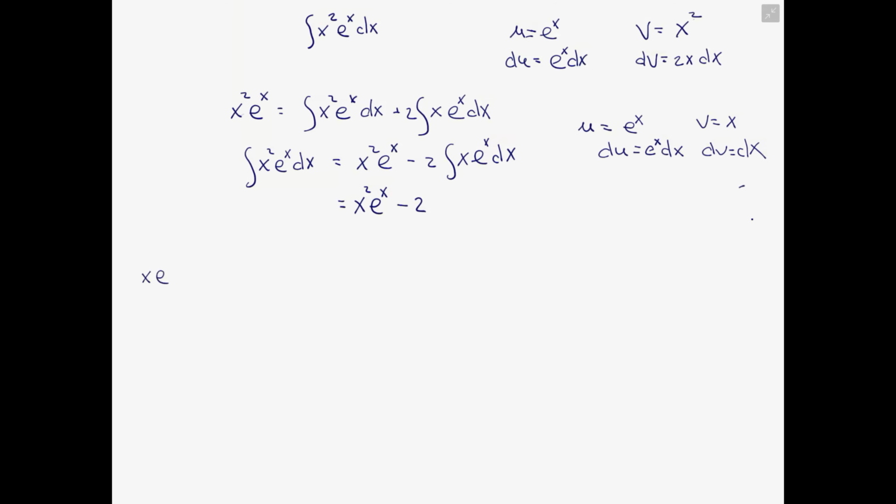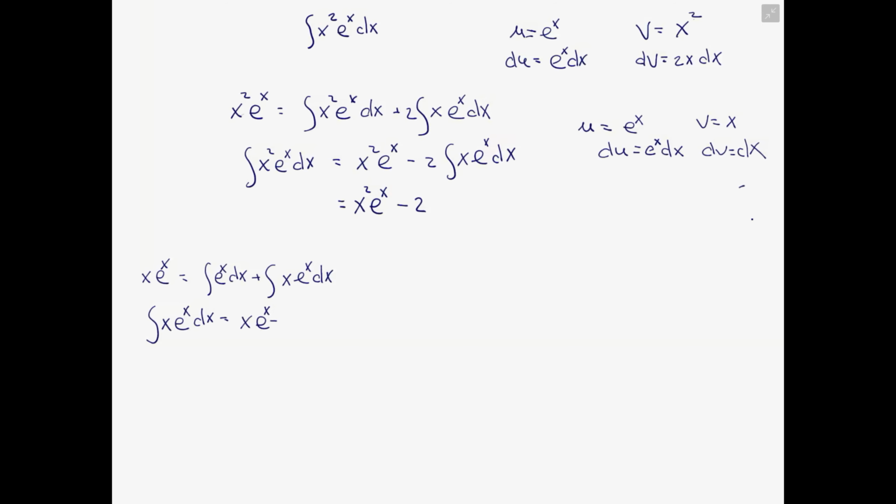So here, rearrange. We got the integral of x squared e to the x dx equals x squared e to the x minus 2 times the integral of x e to the x dx. Here we choose u equals e to the x, du equals e to the x dx, v equals x and dv equals dx. So here we've got x squared e to the x minus 2, and we have to do another integration by parts.